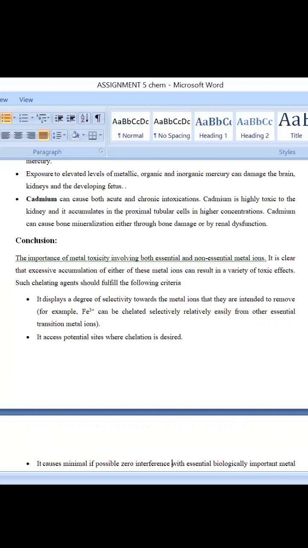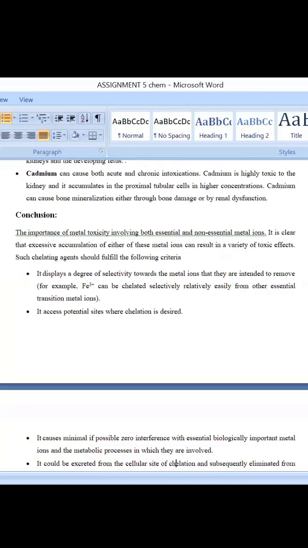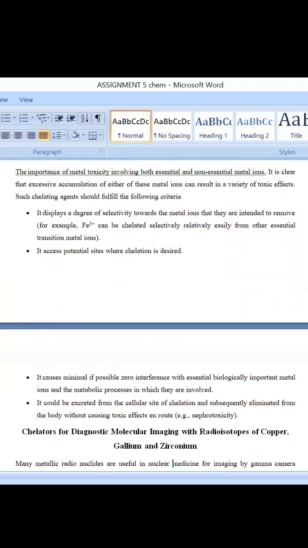Such chelating agents should fulfill the following criteria. It displays a degree of selectivity towards the metal ions that they are intending to remove. For example, Fe3+ can be chelated selectively, relatively easily, from other essential transition metal ions. It accesses potential sites where chelation is desired.